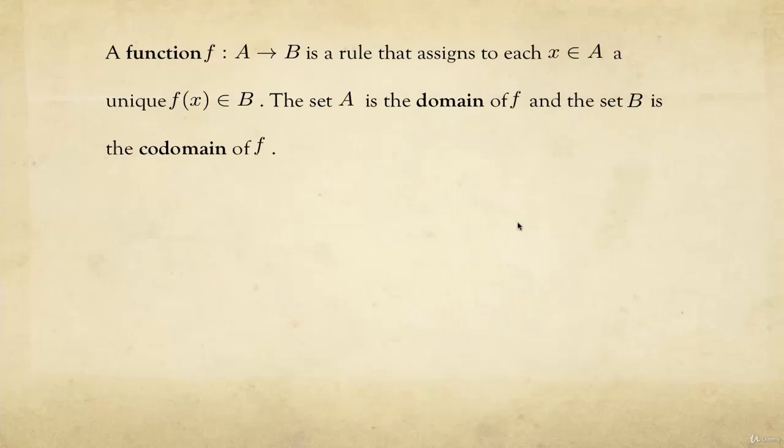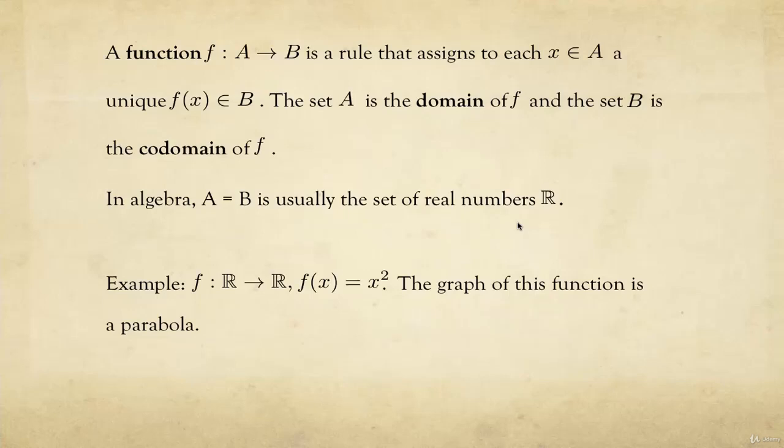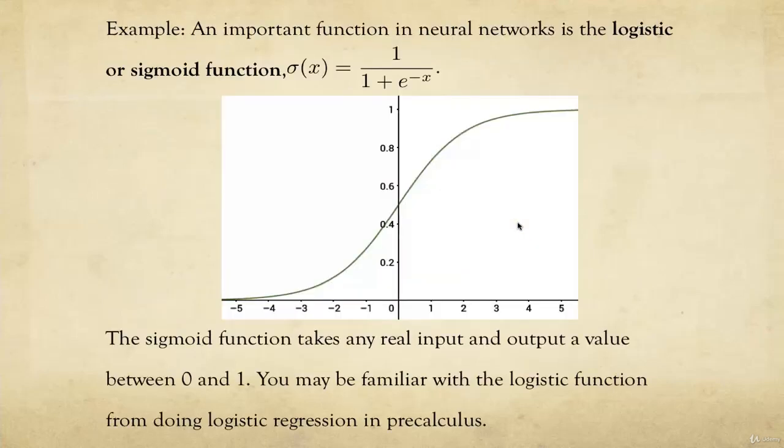A function f from A to B is a rule that assigns to each x in A a unique f of x in B. So the set A is called the domain of f, and the set B is the codomain of f. In algebra, usually we have A and B as the real numbers. So for example, f of x is x squared. It's a function from the real numbers to the real numbers. This is the graph of a parabola. We saw this logistic function in the first lecture. So here's the graph of it. It's 1 over 1 plus e to the negative x. It has domain all real numbers, and the output is from 0 to 1.